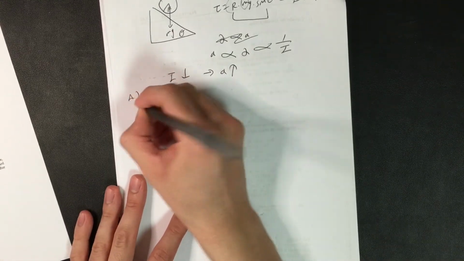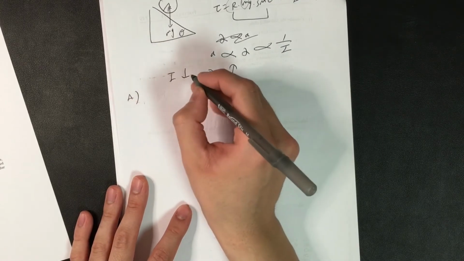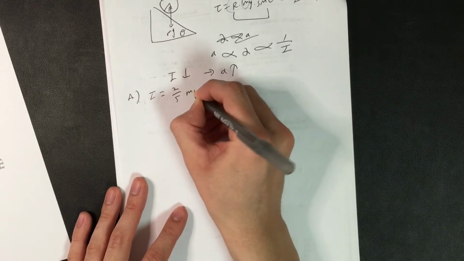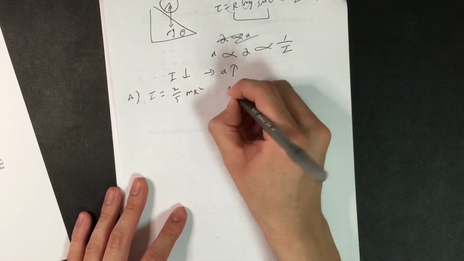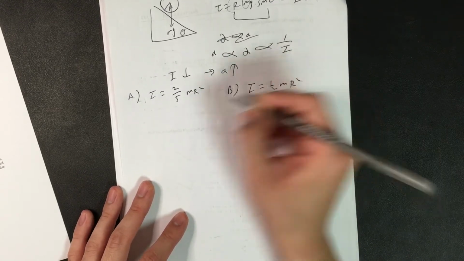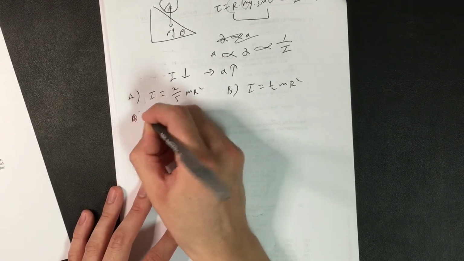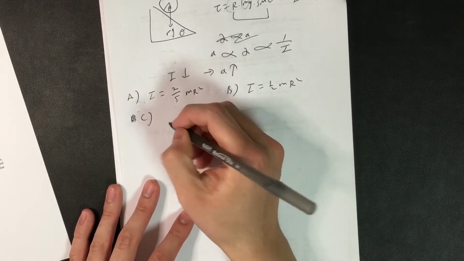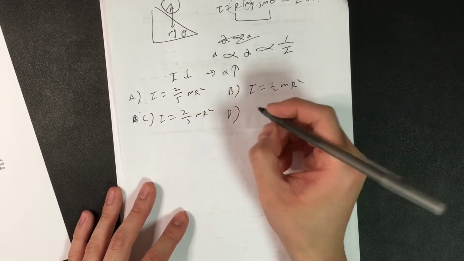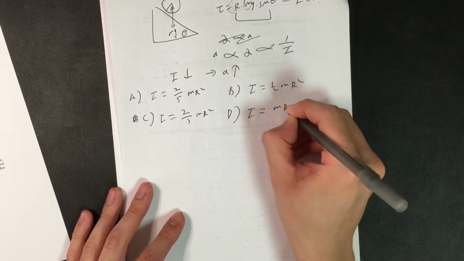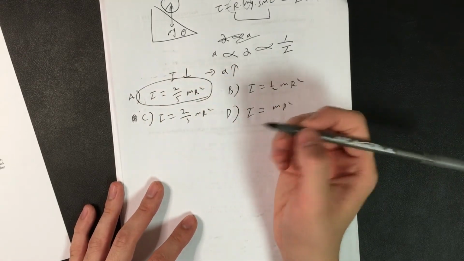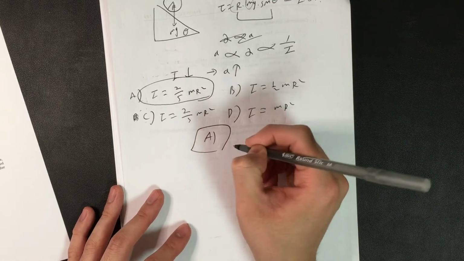For answer choice A, a uniform solid sphere has inertia of 2/5 m r squared. For B, a uniform solid disk has inertia equal to 1/2 m r squared. For C, a hollow spherical shell has inertia equal to 2/3 m r squared. And for D, a hoop has inertia of m r squared. Since the solid sphere has the smallest inertia, answer A is the correct answer.